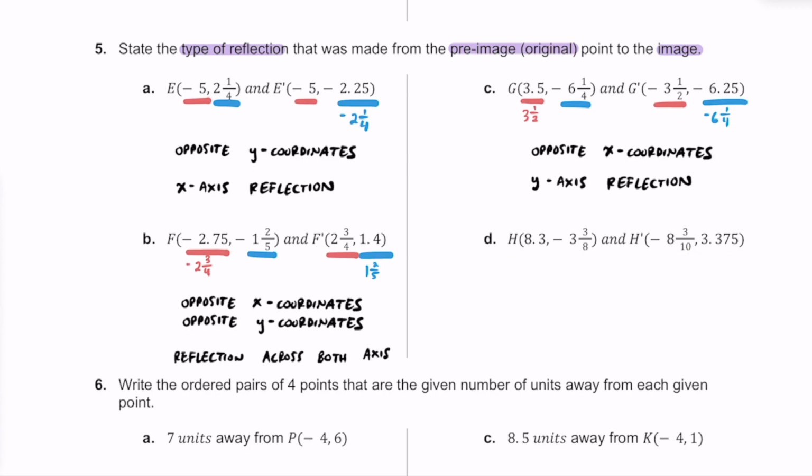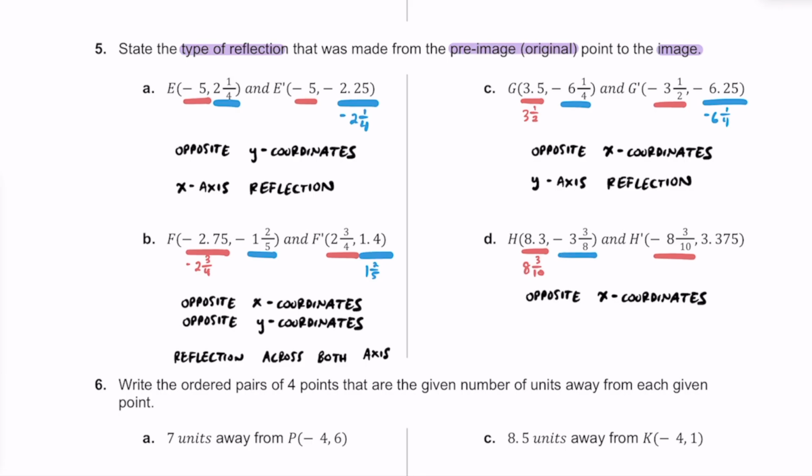Let's take a look at its coordinates. So starting with the X coordinates, we have 8 3/10, and this is -8 3/10, right? So these are opposite values here. So we have 8 3/10 comparing to -8 3/10. So we can see here that we have opposite X coordinates, which lets us know that we at least have a reflection across the Y axis.